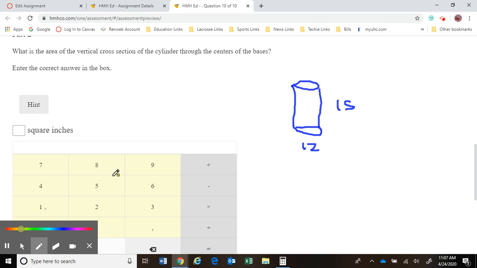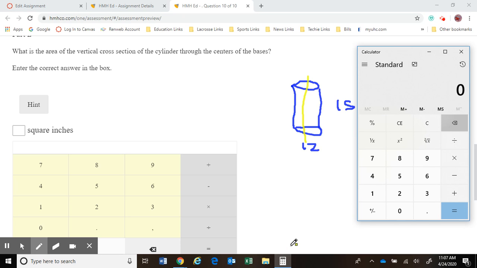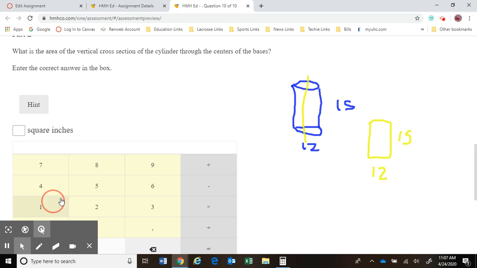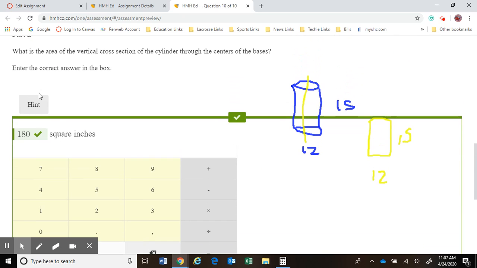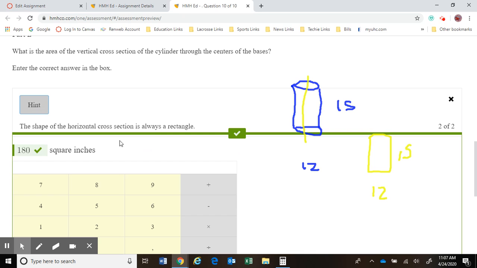I cut it right here. 15 and 12. I'm just drawing these pictures that are extra for you. 15 and 12, that's 180, right? Pretty simple math. 180. Oops, sorry, not 18. 180. There we go. Check it. All right, good. Of course, it's going to tell you that perpendicular makes a rectangle.